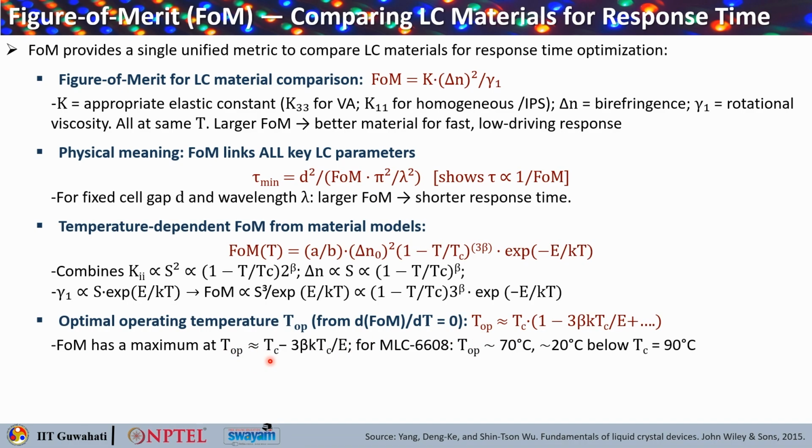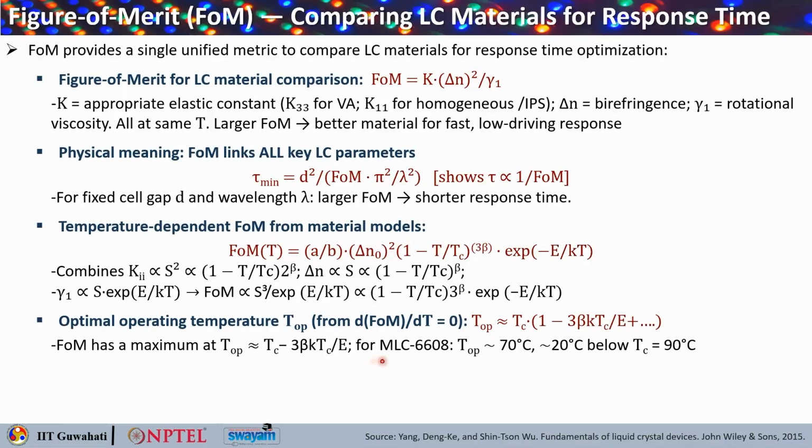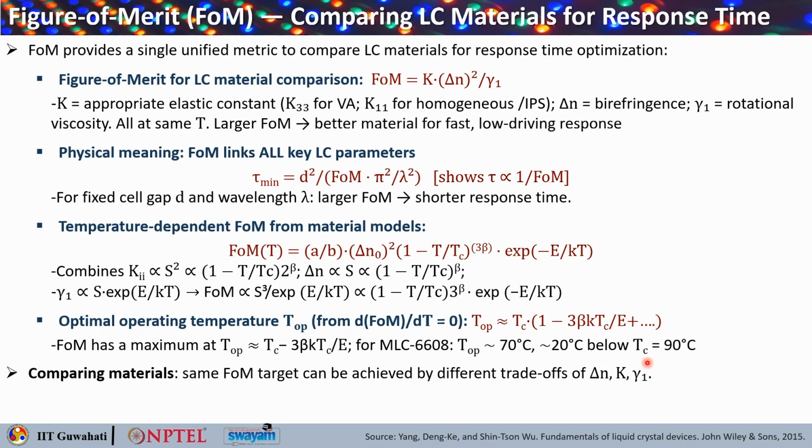TOP is approximately equal to Tc minus 3 beta k Tc by epsilon, that is for the vertical alignment liquid crystal MLC 6608. So, you see that the operating temperature comes out to be 70, that is around 20 degrees below the Tc, which is at 90. So, how do you compare different materials? For the same FoM target, you can do the trade off between the delta n, the elastic constant k and the gamma 1 and choose your material.